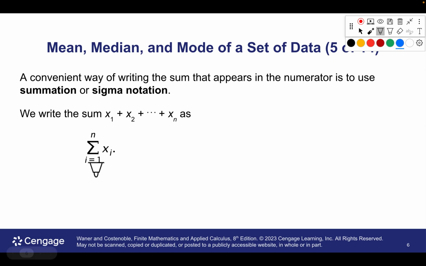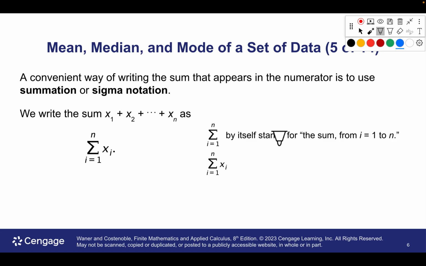It's telling us to start at the first one. So x sub 1 is the first piece of data, and keep adding them together until you get to the last piece of data. That's all this is saying. By itself, if there was no x sub i, you can use this symbol just to say add the numbers 1 to n. So if n is 100, this just would mean add from 1 to 100. Okay, which is kind of an interesting way to do it.